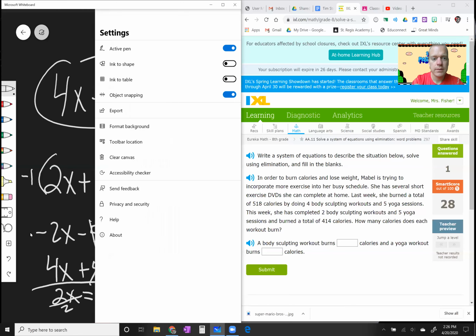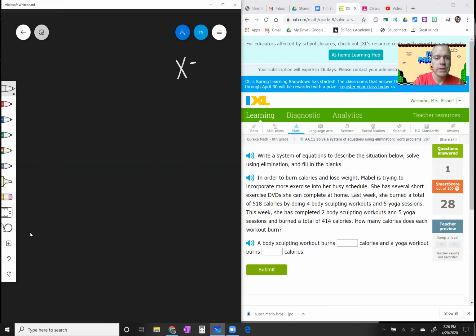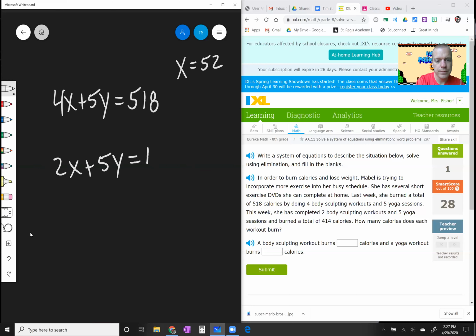Again, I'm going to erase this. Remember that x equals 52, and I got to rewrite my equations real quick. So the first one was 4x plus 5y equals 518. And the second one was 2x plus 5y equals 414. Okay, so I need to take my 52 and plug it into either equation. Does not matter which one. I'm going to do just the lower one because 2 times 52 is going to be easier than 4 times 52. So let's just rewrite this. 2 times 52 plus 5y equals 414.